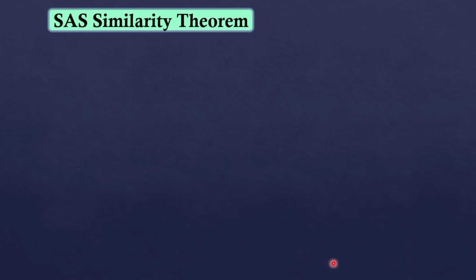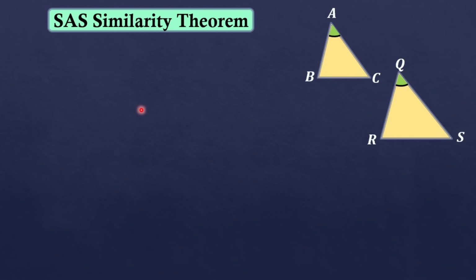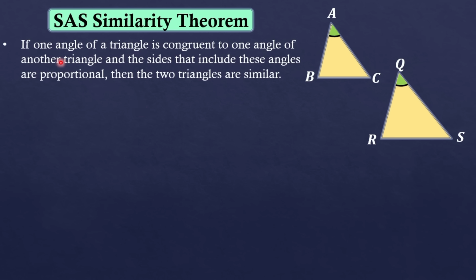Let's talk about the SAS similarity theorem. So, SAS, this is where if one of the angles of a triangle is congruent to one of the angles of another triangle, and the sides that include these angles are proportional, then the two triangles are similar. So, tatandaan na kapag similarity, yung sides po natin ay proportional. Ang angle po congruent.